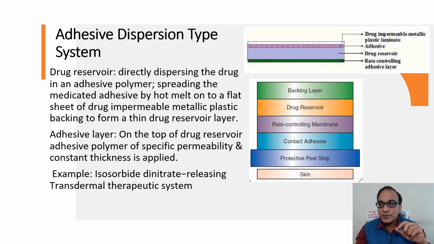As you can see here in the upper part, on the top of the drug reservoir, adhesive polymer of specific permeability and constant thickness is applied. You can see the backing layer, then the drug reservoir, rate controlling membrane, contact adhesive, and protective peel strip. This constitutes the complete adhesive dispersion type system, which can be applied easily on the skin. Examples include again ISDN, isosorbide dinitrate releasing transdermal therapeutic system for once daily doses for angina pectoris.